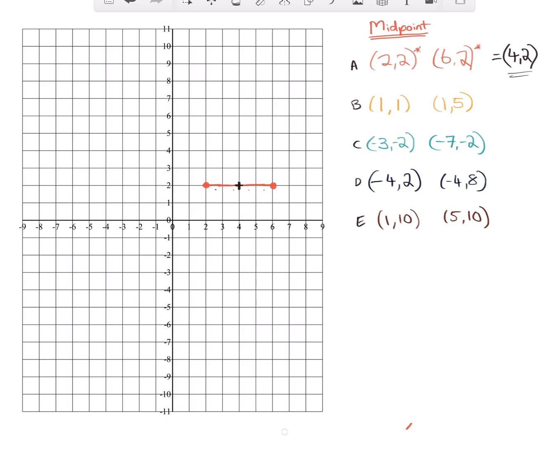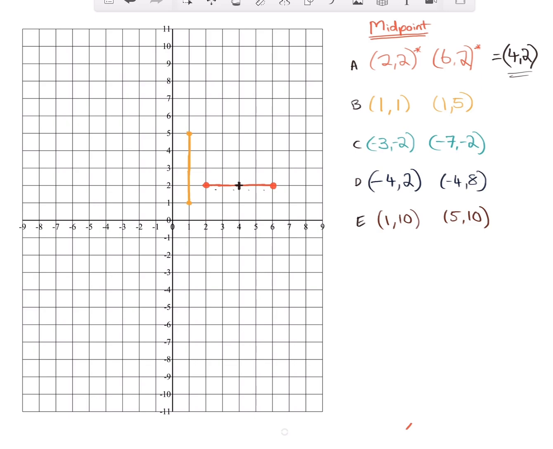So let's do B next. For B, we have 1, 1. So we go out to 1 and up to 1. So that's here. And then we have 1 and 5. So we go out to 1 and we go up to 5. Now we have our 2 points. So here we draw a line. It doesn't have to be with a ruler. It can just be as straight as you can make it.